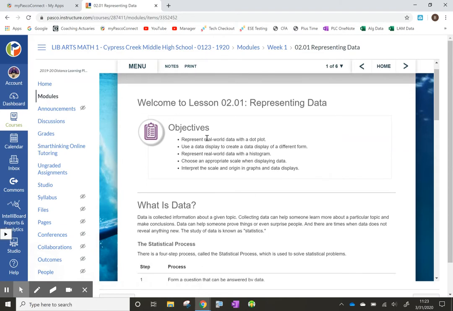All right, so 2.01, representing data. Our objectives here are representing real-world data with a dot plot, and using a data display to create a data display of a different form.